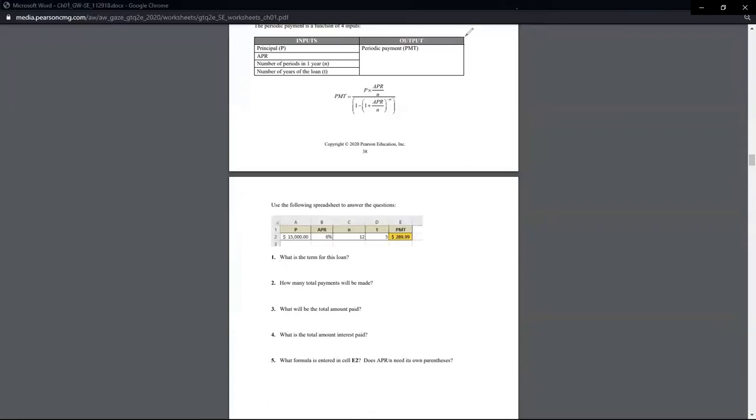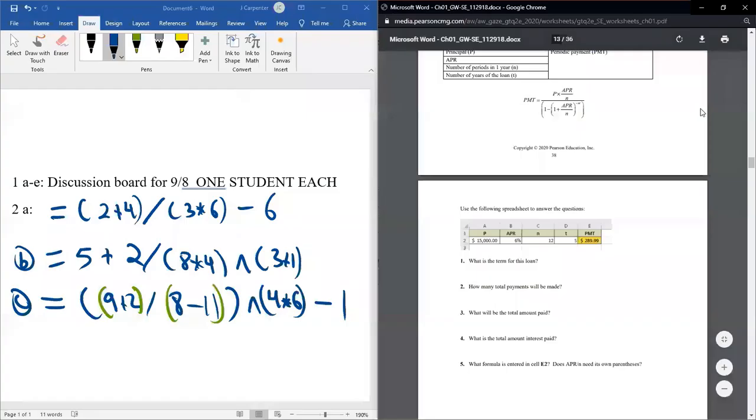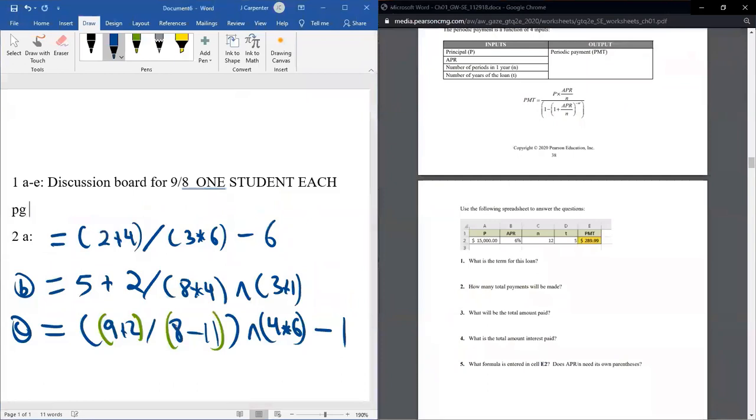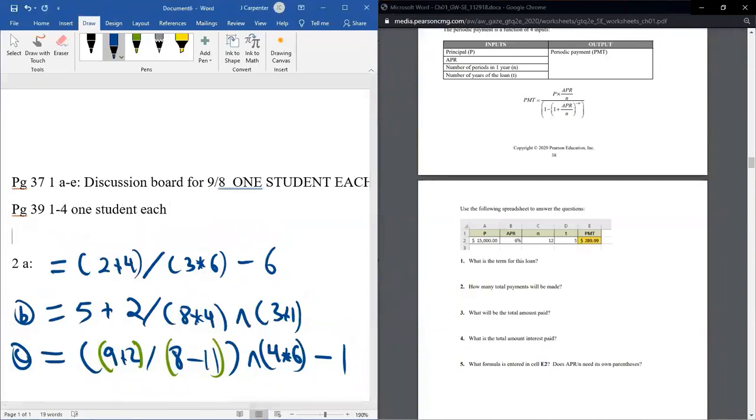So I've got to clear my screen. I've got to come off of annotate. So discussion board, and then page 39. The other page was 37, by the way. I'll have all this on the screen at the end. So 39, 1 through 4. One student each. That's 9 opportunities.